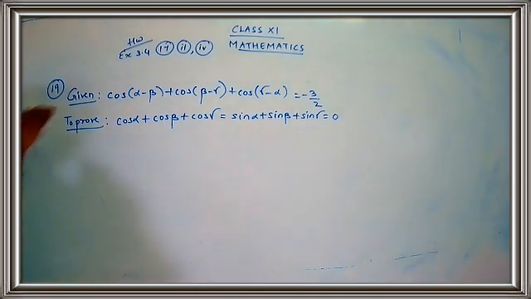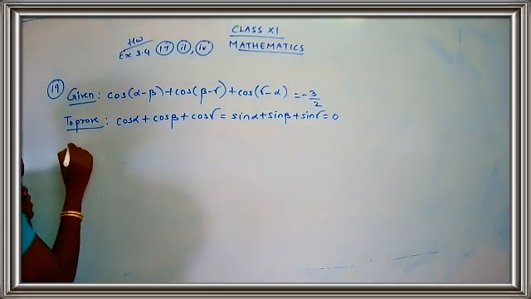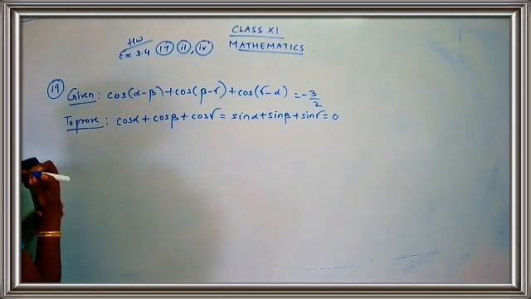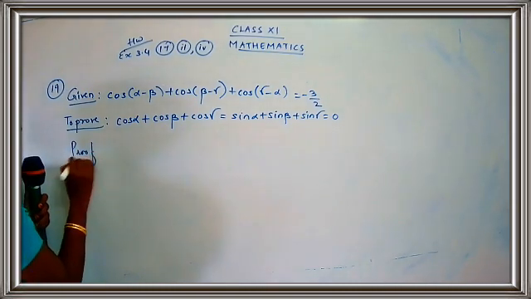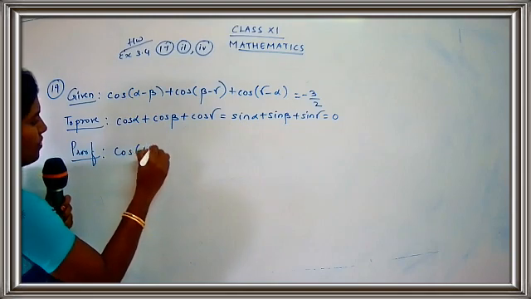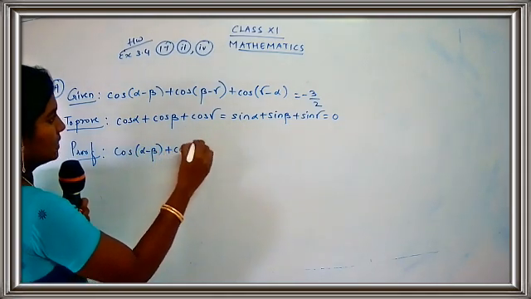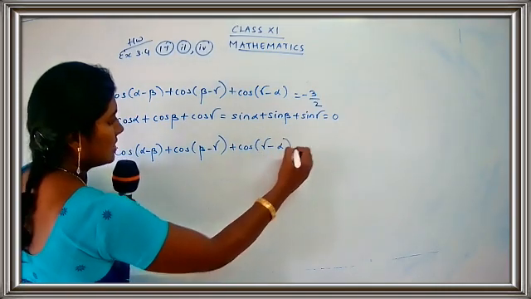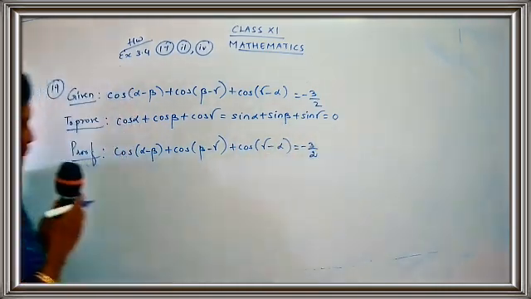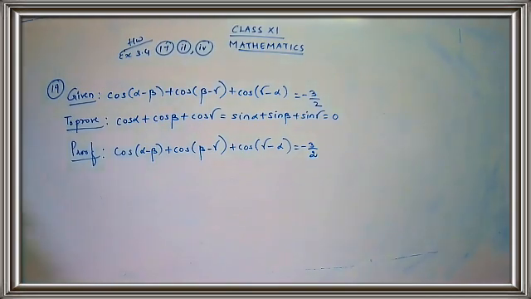Write down the given. We are just going to start with the given part. Proof: cos of alpha minus beta plus cos of beta minus gamma plus cos of gamma minus alpha is equal to minus 3 by 2. This is given to us.